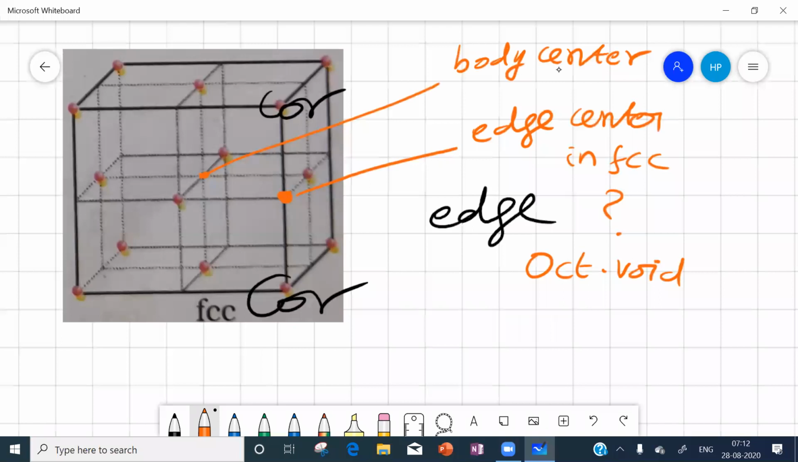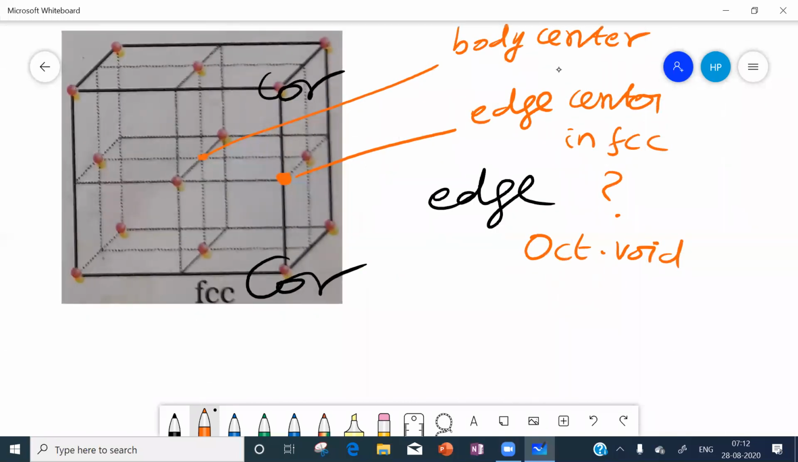We came to the conclusion that edge center gives 1/4 share. Now, this body center gives what share? This body center is called octahedral void. It will give how much share? That we'll see. Now you see this body center.